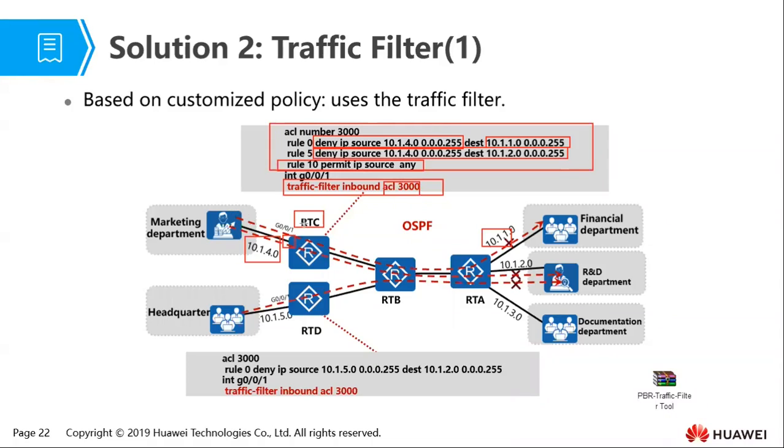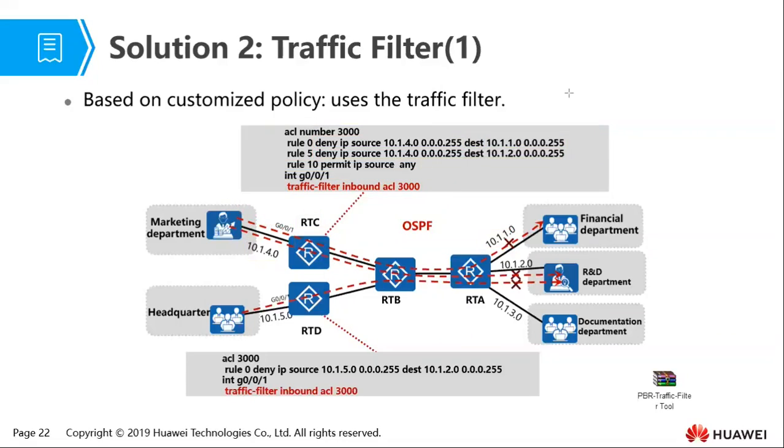So the ACL will be applied on any traffic that is coming in to that interface. If it matches a deny rule, that packet will simply be dropped. So this is what we call a traffic filter. Unlike a routing policy, a traffic filter does not affect routes that are learned. It simply checks the IP data and makes a decision based on the ACL.